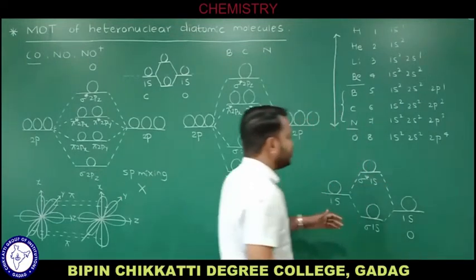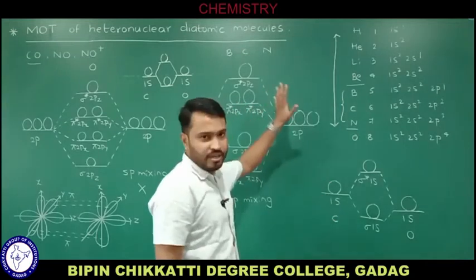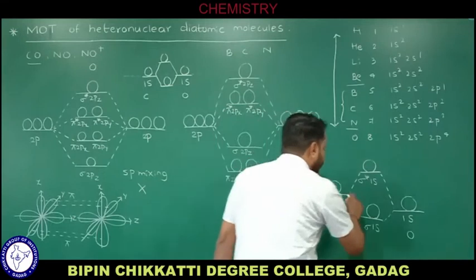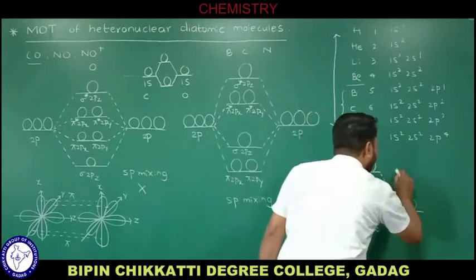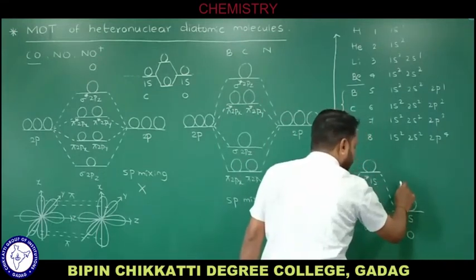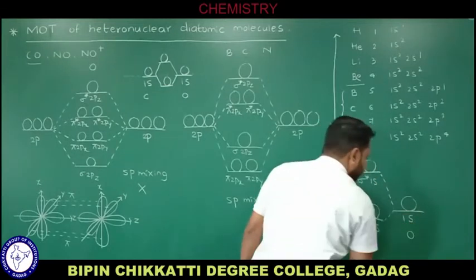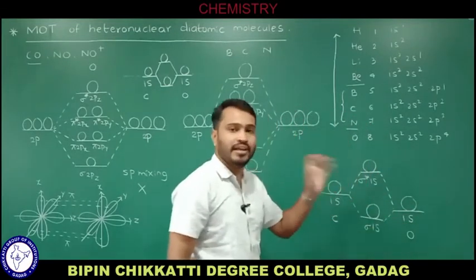The same fashion has to be followed for 2s and 2p. So what I am going to say here is, if you consider the energy level diagram, here I would have drawn the 1s atomic orbital, but lower I have drawn the atomic orbital of 1s of oxygen, because oxygen is more electronegative in nature.